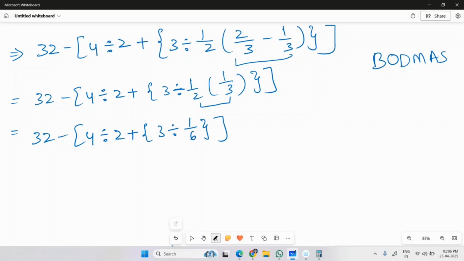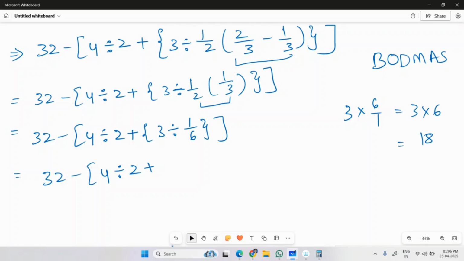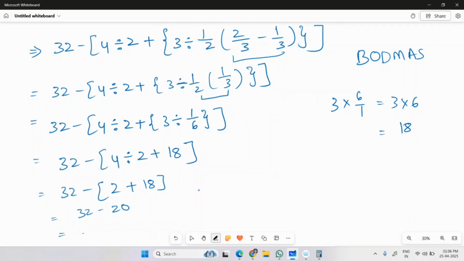Now let's divide 3 by 1 by 6. 32 minus 4 divided by 2 plus 3 times 6 by 1, which is nothing but 3 times 6, so we can write it as 18. 32 minus 4 divided by 2 is 2, plus 18. 32 minus 20. 32 minus 20 equals 12. So our answer is 12.